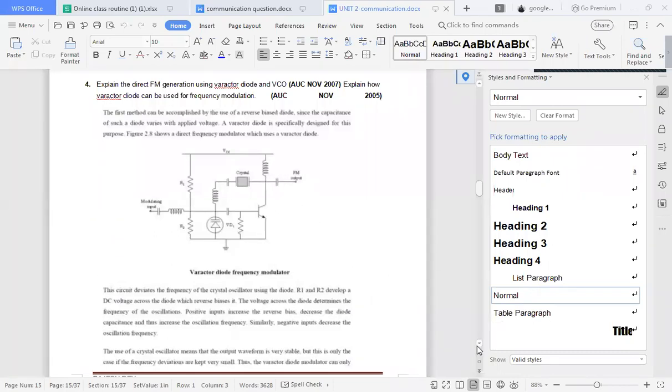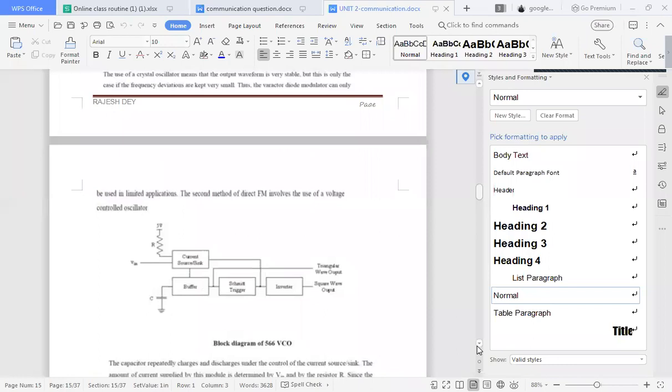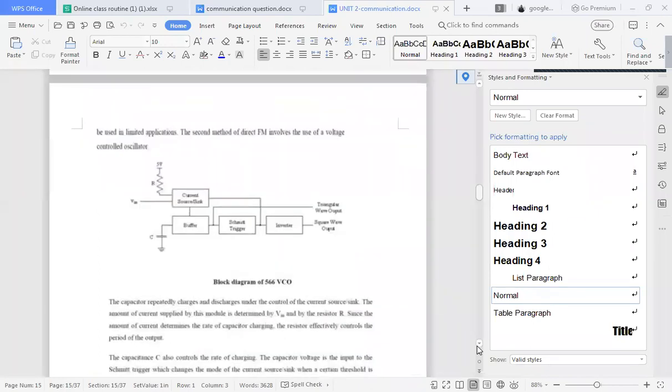Yes, sir. Okay. Now the next topic is the VCO. The FM generation using VCO. The name implies VCO. That means voltage controlled oscillator. If you apply voltage, suppose you apply 1 volt, frequency will be 1 kilohertz. If 2 volt, 2 kilohertz.